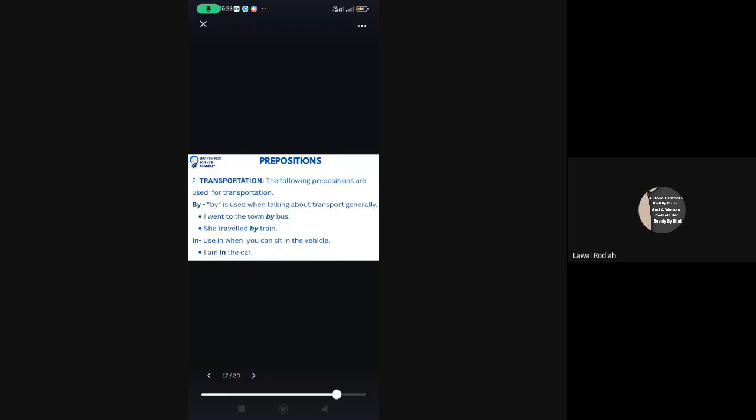Now let's look at the next one. We'll be talking about some prepositions you use for transportation. Note, for the prepositions of time, you still have other ones like within, after, during, through, throughout, from, till, until. So I leave this to you to read on, please.